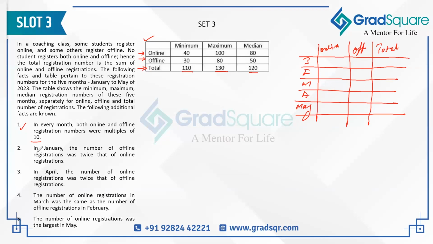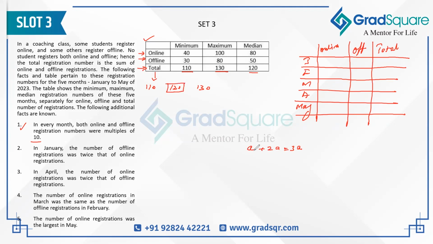Second, in January, the number of offline students registration was twice that of the online registrations. So suppose the online registrations in the month of January was A, then the offline registrations will turn out to be 2A. That is going to be the total. So we realize that it should be 3A as the total. Now, if it is 3A, the total values possible are what? 110, 120, and 130. We realize that if the total has to be of the format 3A, then A has to be an integer and the total value must be divisible by 3. The only total possible value which is divisible by 3 is 120.